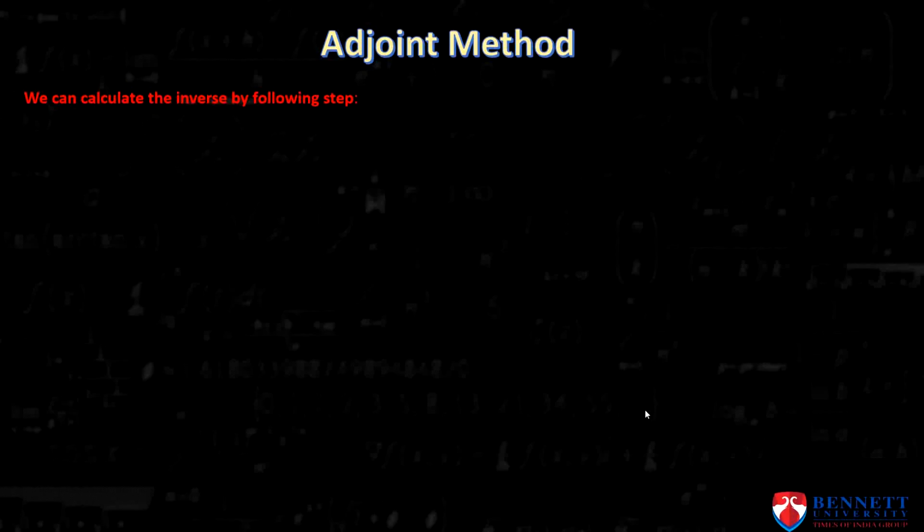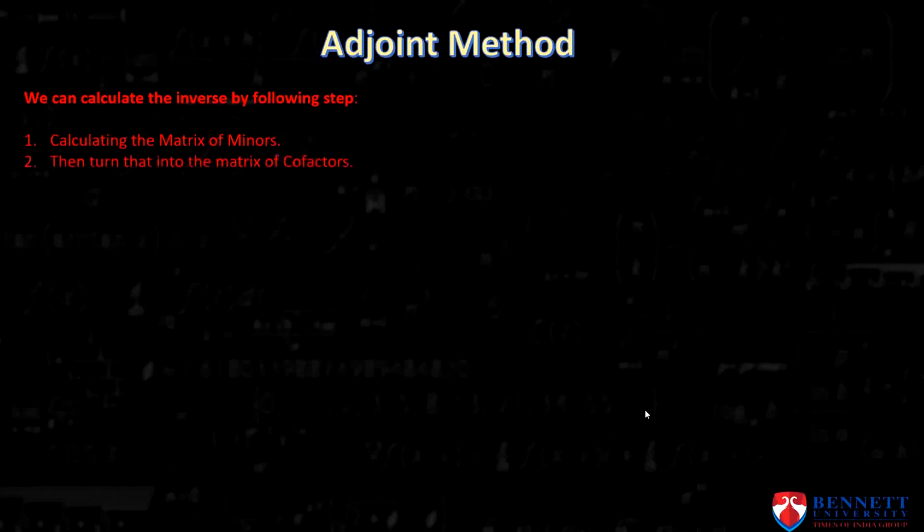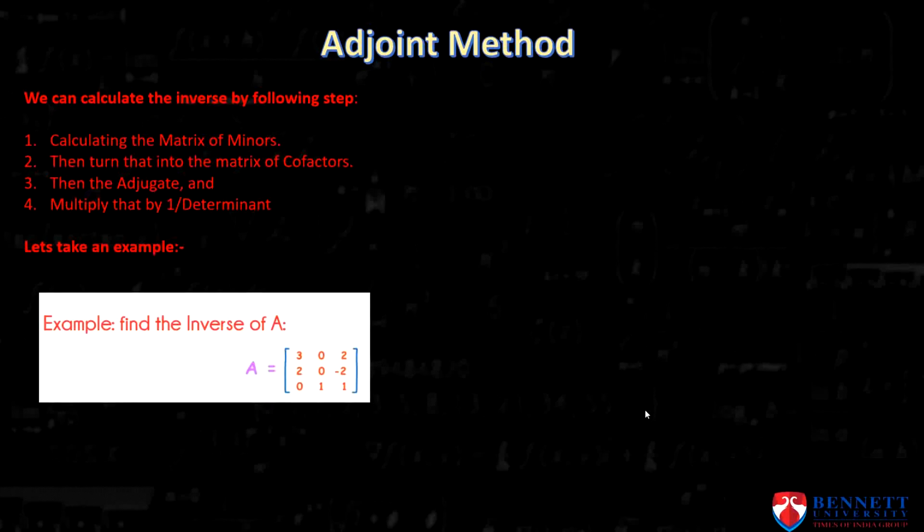Second is the adjoint method. We can calculate the inverse by following these steps. First is calculating the matrix of minors. Second is turning that into a matrix of cofactors. Third is the adjugate, and then multiplying that by 1 by the determinant of the matrix. So let's take an example. This is the same matrix we took earlier.